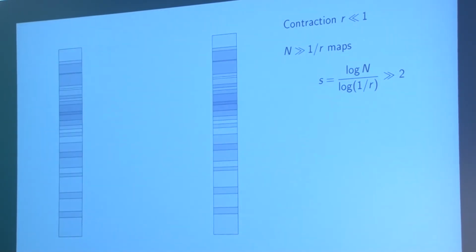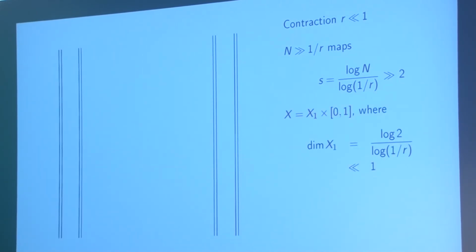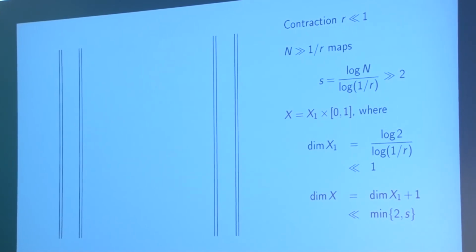Because I cover the entire column, at each step of this iterative process I'm going to have the entire column over some set of intervals in the base. And in the limit, I'm going to get simply the product of some Cantor set X1 in the base times an interval. The dimension of X1 is going to be less than 1 because it's a regular Cantor set. So the dimension of the product will be the sum of the dimension of the base, which is less than 1, and 1. That's going to be less than 2, and it's going to be less than the minimum of 2 and s, because s is bigger than 2. So you have a counterexample here.